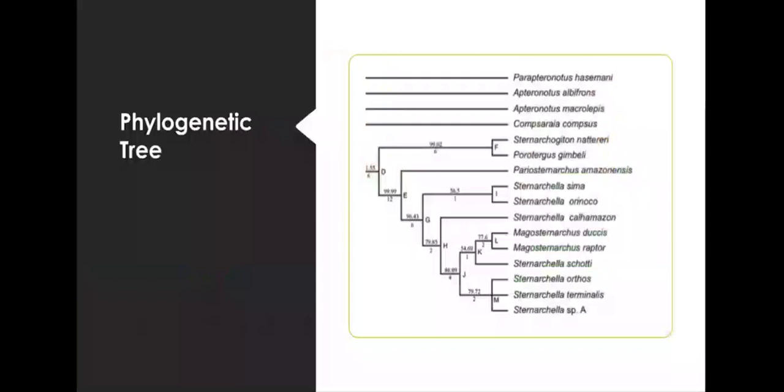Here I have an example of one of the visual aids that researchers use to get across the point for the relation of one species to another. Each branch here is a lineage, and each end is a species. So if you look closely, you can see Sternarchella sima and Sternarchella orinoco here. These two species are sister species, and we know this just from looking at this by seeing that their branches converge into one common branch, which means they share an immediate common ancestor. And that's an example of a sister species.